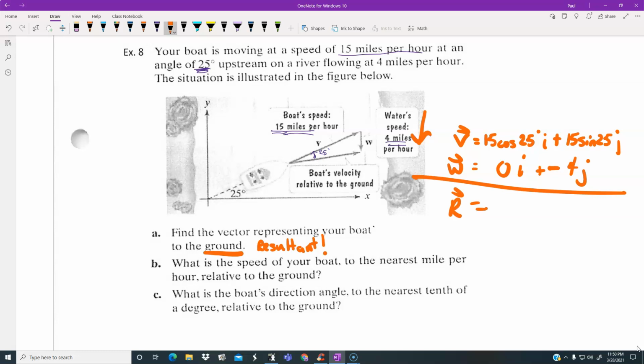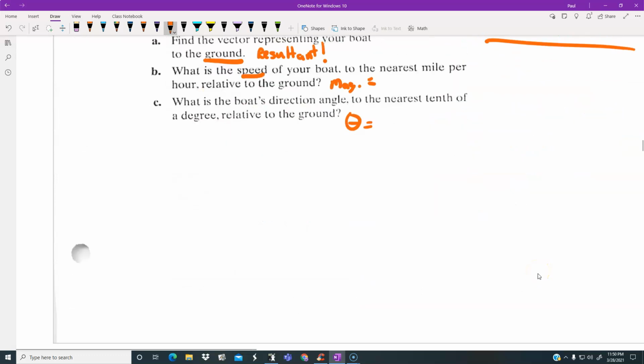Okay, what's the speed of the boat to the nearest mile per hour relative to the ground? This one's asking for the speed, which is the magnitude, and this one is asking for the direction of the boat relative to the ground. That's theta. Those are basically the two things that you find once you've summed these two concepts up. You find a squared plus b squared and take the square root, and you take b over a to come up with the angle. All right? So the question may be wordy, but the idea is that there's two basic vectors, and that's how you calculate that.